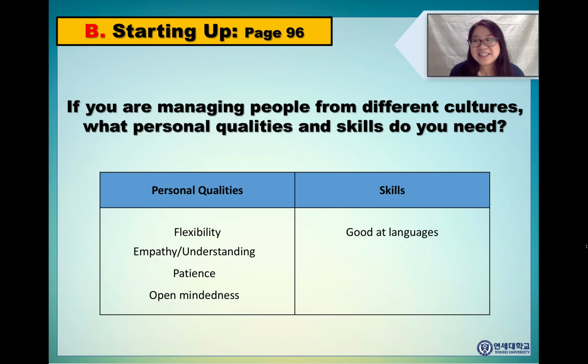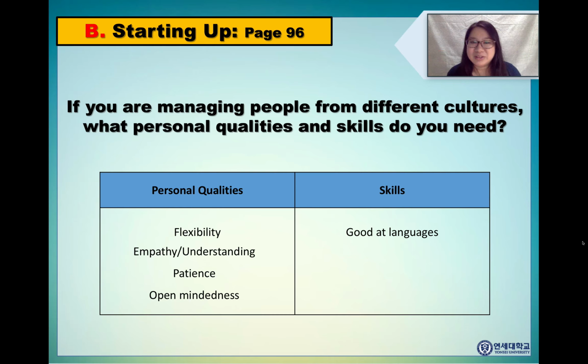Now, let's look at the skills. Skills are a little more tangible, and we can teach skills to ourselves. One, of course, is to be good at languages, but that's not the only thing that we need.